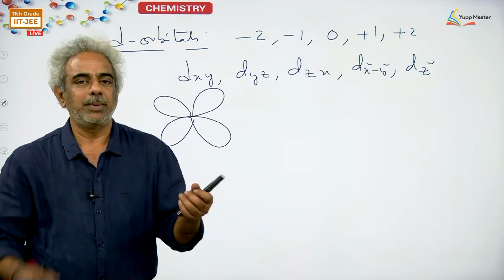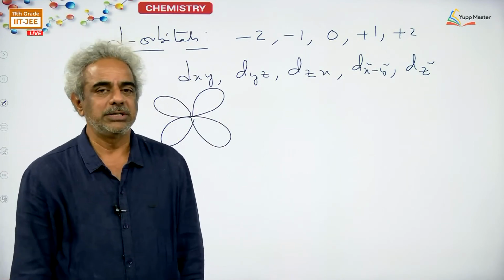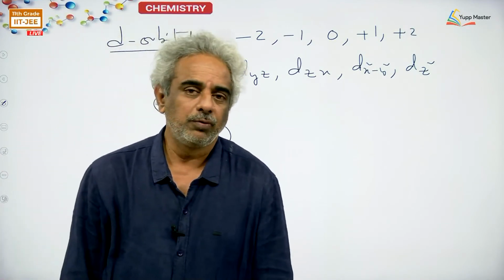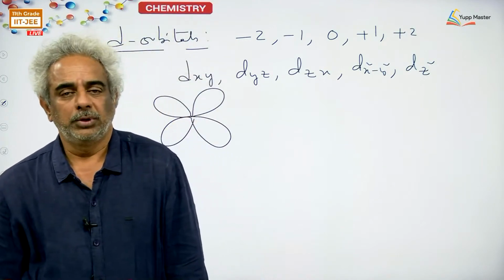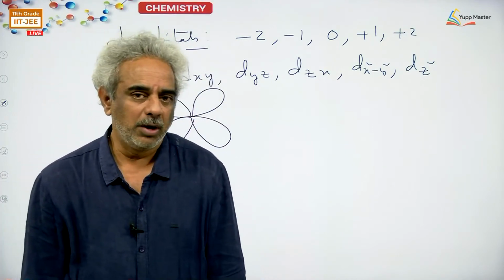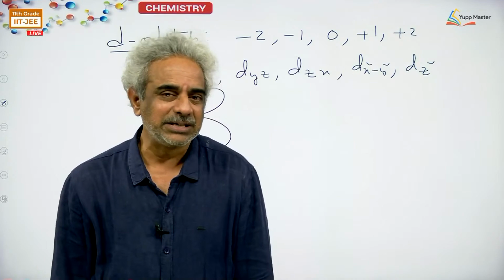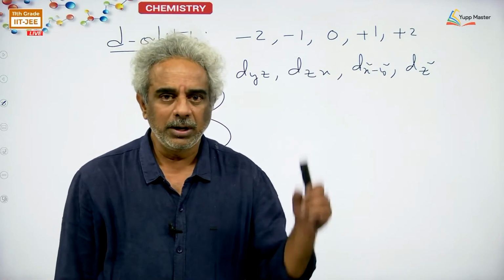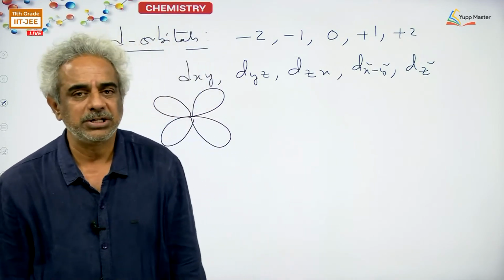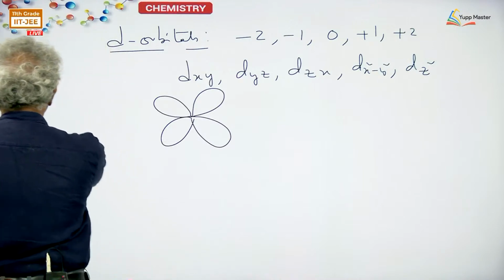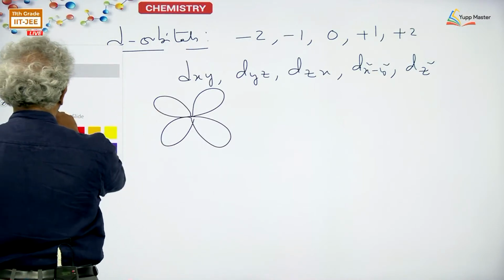Now all the d orbitals have their relative orientations in space. So if you take the reference of the Cartesian axes x, y, z, we will designate these d orbitals like this. Let us see.